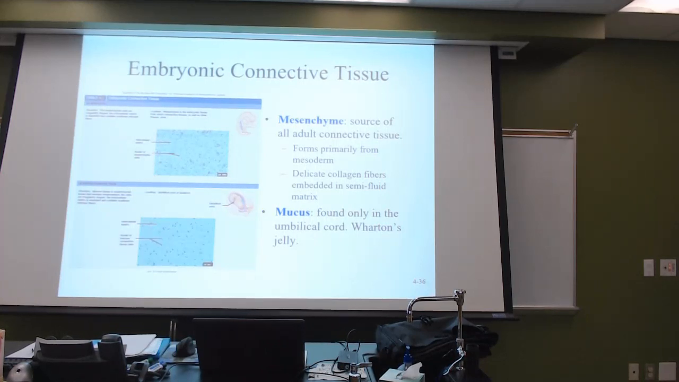Now, one of the things I want you to begin to remember is that we have these three fibers of the body: the collagen, the reticular, and the elastic. So in mesenchyme, we begin to see development of delicate collagen and the matrix developing.